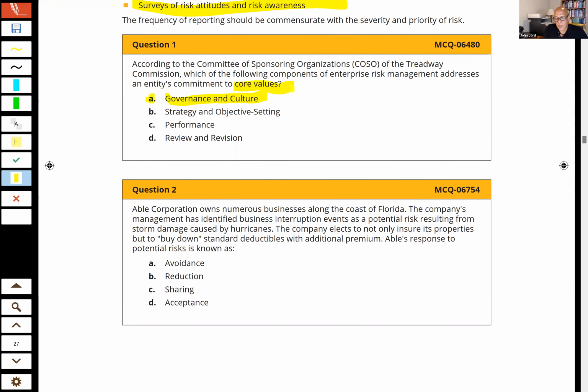Again, I think you're seeing that we're going to have to make that flashcard that aligns the components of the ERM with the principles, okay? So make sure you make that flashcard. A question like this will be easy for you on the exam. Okay, let's go ahead and let's take a look at this next question.